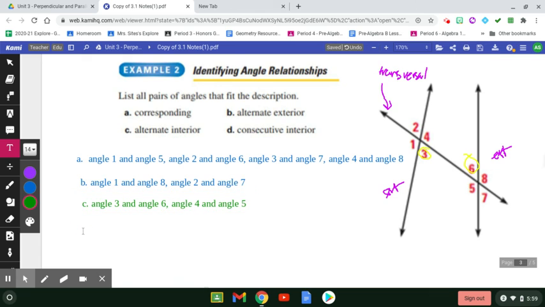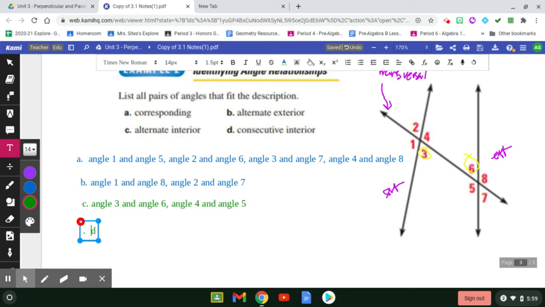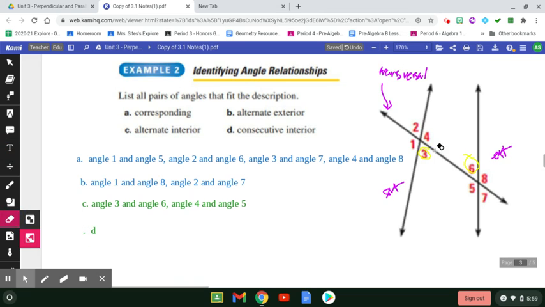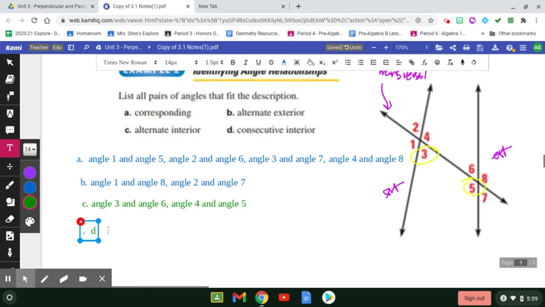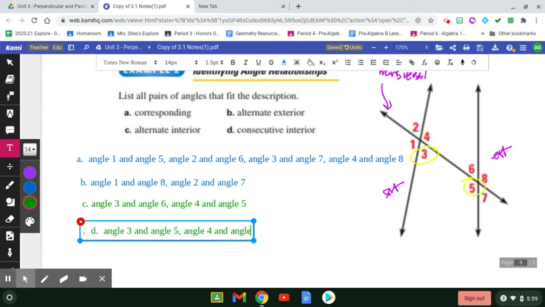Okay, and then finally for part D, I want consecutive interior, which means same side interior. So again, I'm looking on the inside portion there. So I'm going to erase this 3 and the 6, but I'm still looking at these 3, 4, 5, and 6 angles. I want to look on the same side of the transversal, so I'm looking at maybe perhaps angles 3 and 5. And another pair would be angle 4 and angle 6.